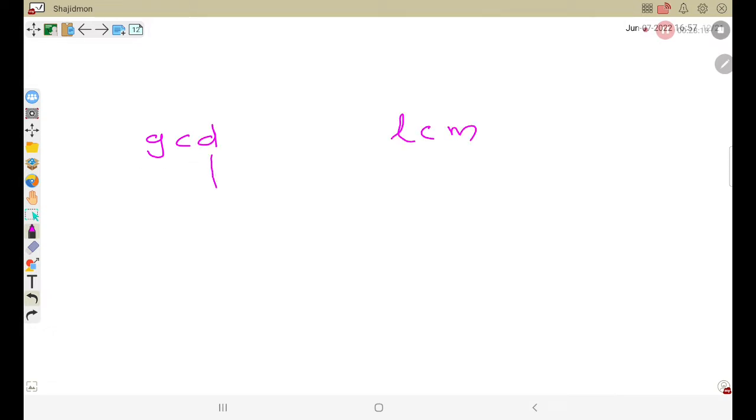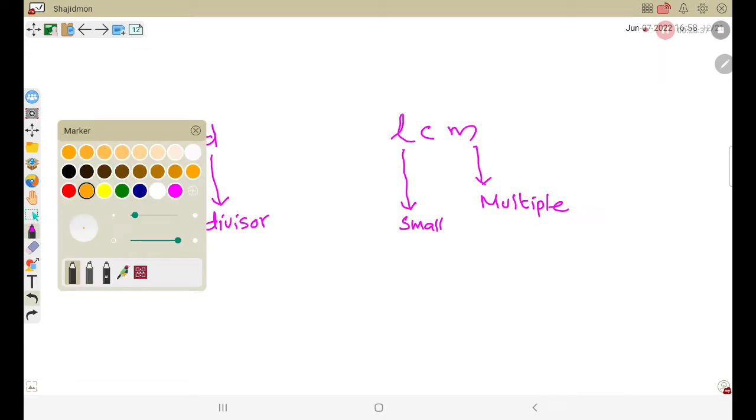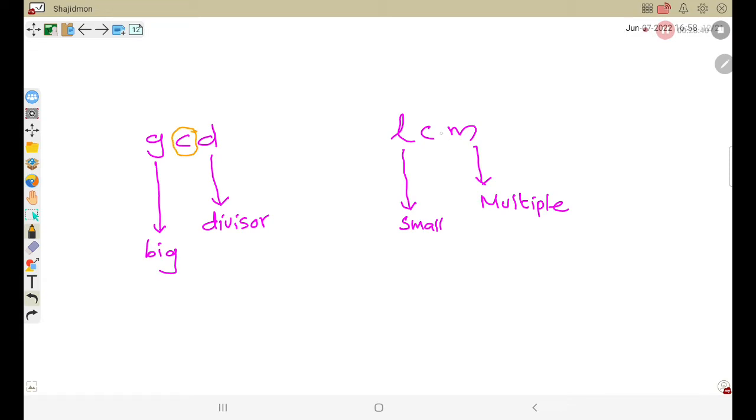GCD means here the important thing is the divisor. Greatest common divisor. LCM means what we are taking? Multiple of the number. Least, here it is the smaller one, the least one. Here it is the greatest one, the bigger one. Both we are taking common: common divisor and common multiple. So one is multiple and another one is the divisor. That is why we first discussed how to write the divisors and how to write the multiples.